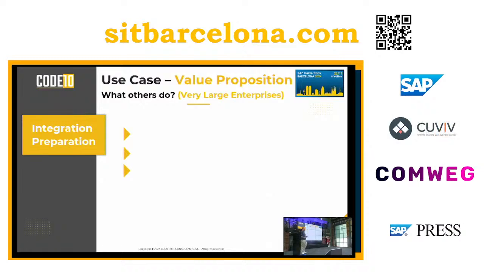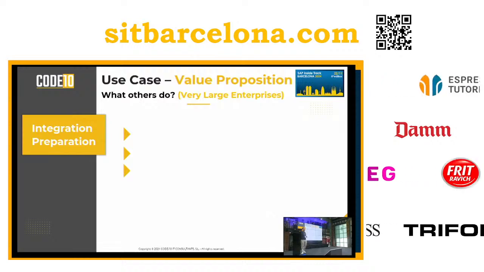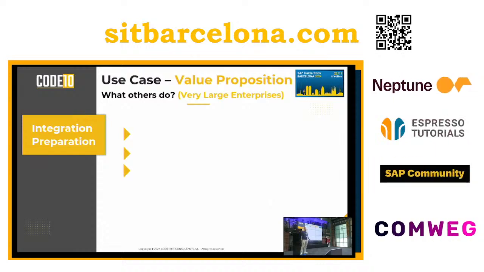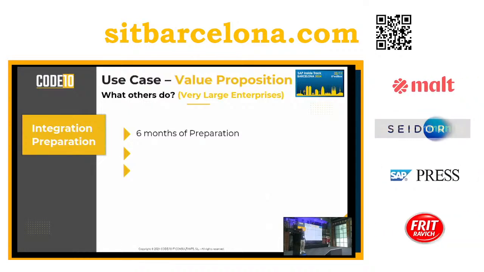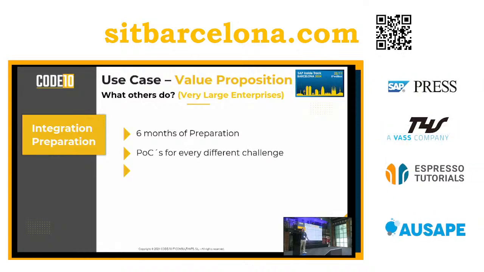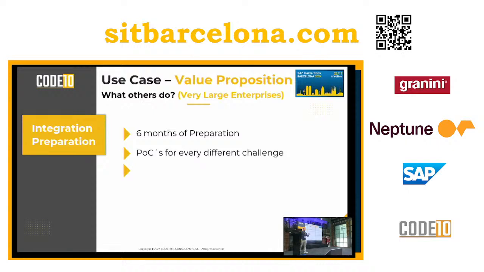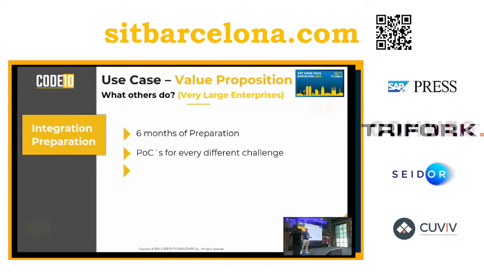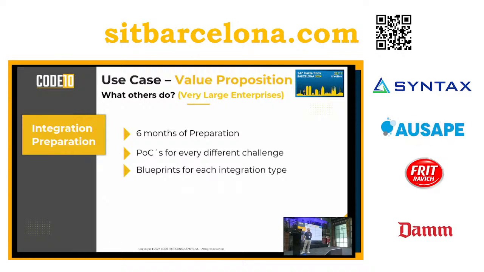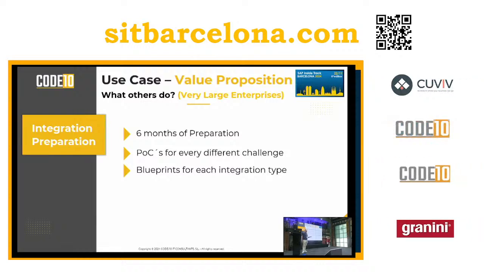Let me explain how this started with a value proposition case. We were participating in a large implementation of Integration Suite that had a very long discovery phase. We were preparing for 6 months before starting the project, and during these 6 months we were doing a proof of concept of every single challenge that we would face during the project. We were thinking, how will we do the retry mechanism, how will we do the error handling, do we have any alerting that we can implement, how will we connect this with our Jira or our ServiceNow? And we were doing blueprints of every single interface scenario that we would have. Okay?